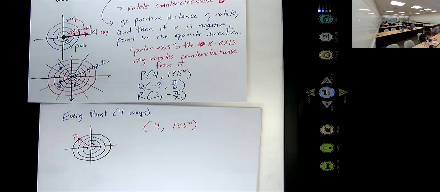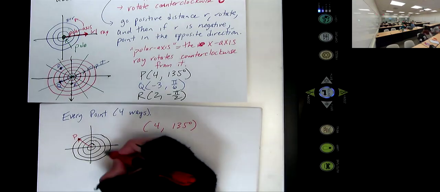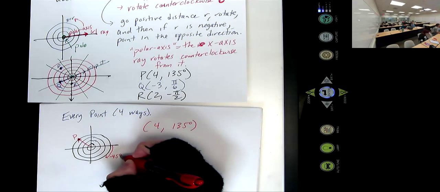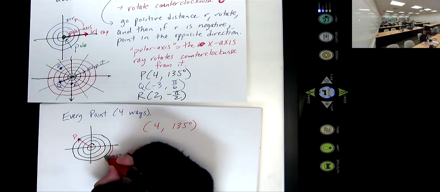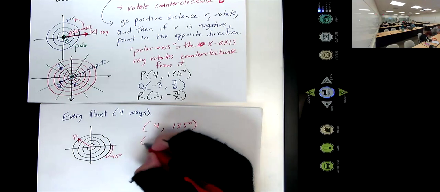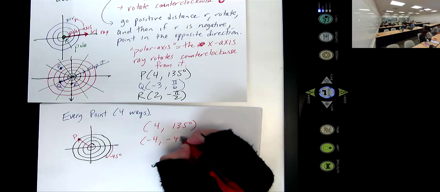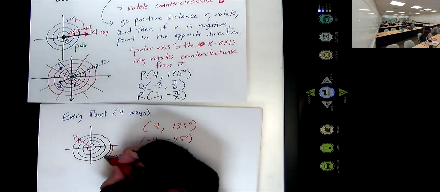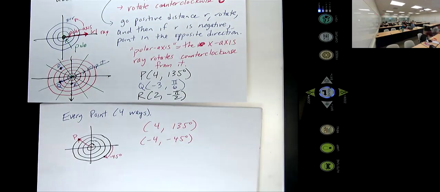I could rotate -45 degrees, which would put me there, and use -4. I could do -4, -45 degrees, because -45 would put me here, and then this makes this vector, and I do the opposite when I use it.